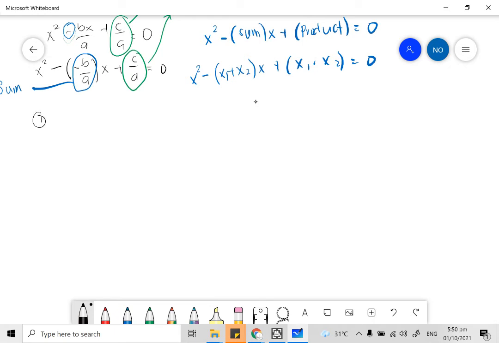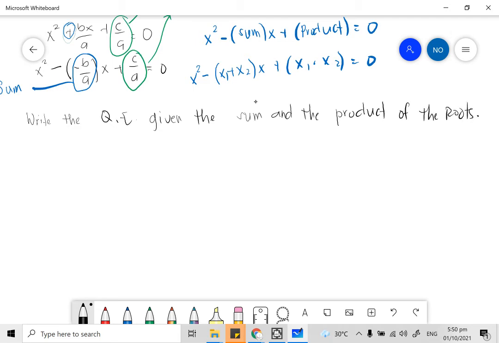Number 1. By the way, ang gagawin natin dito, lagyan natin instruction. Okay. Write the quadratic equation given the sum and the product of the roots. Okay? Number 1.